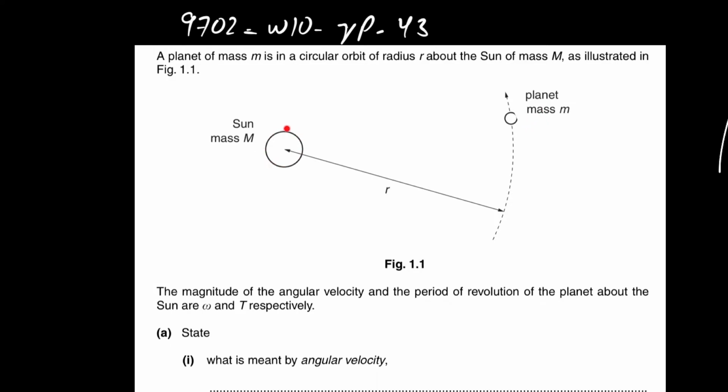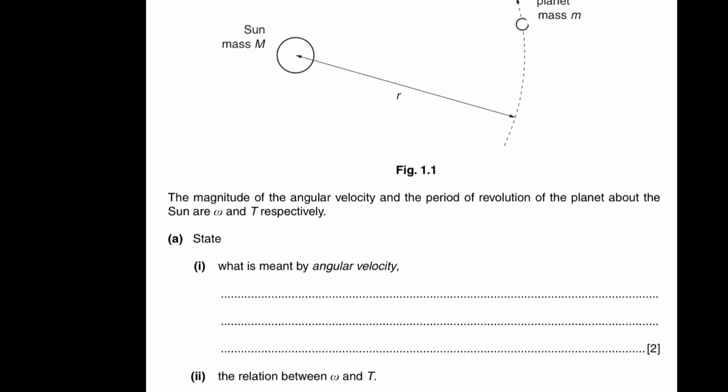So we've got the sun here, that is the central body, and this planet of mass m goes around the sun. R here is the distance between the sun and the mass m. The first part of the question says, state what is meant by angular velocity.